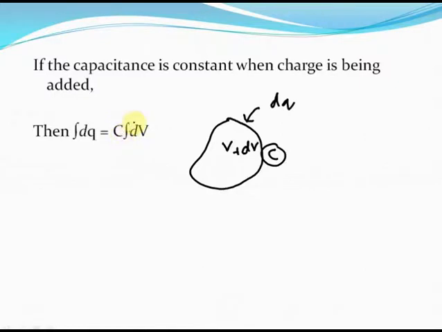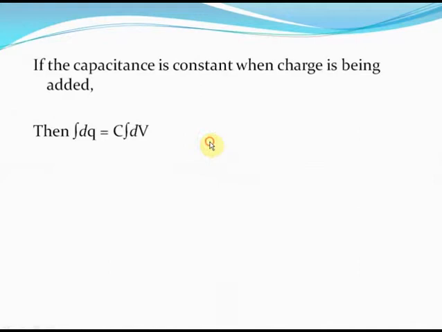If capacitance is constant, then integral dq is equal to C integral dV, and that means that C is Q by V. So in general, instead of writing C equal to dq by dV, we can always say that C is Q by V. This is an expression that you must remember.